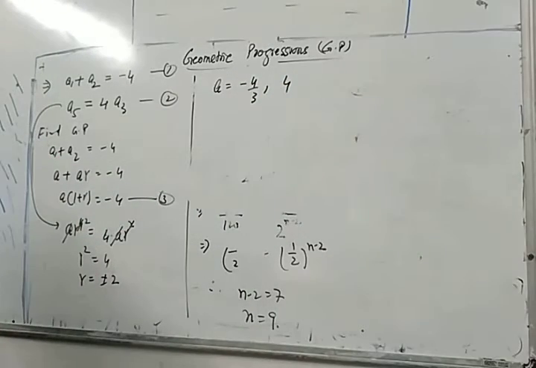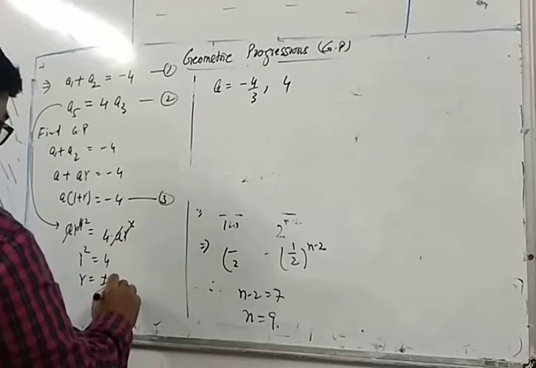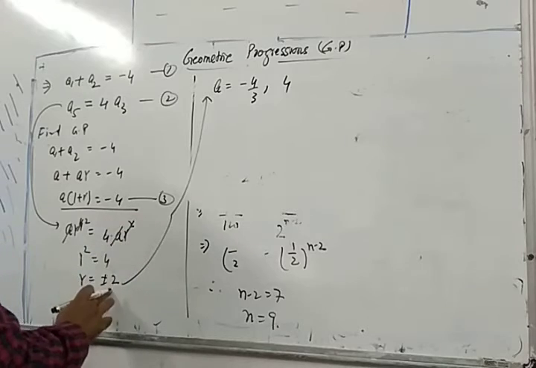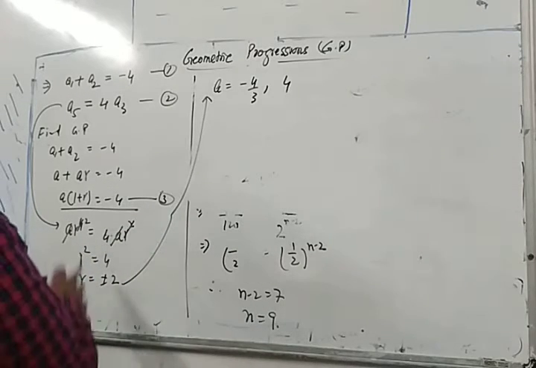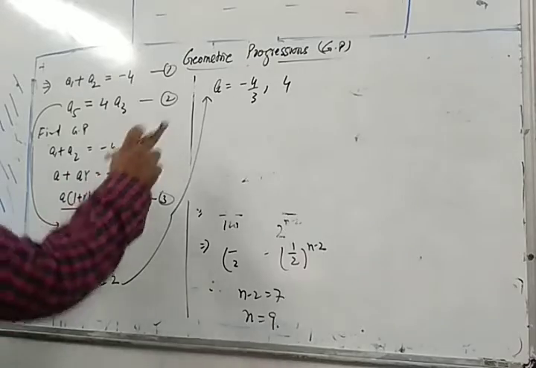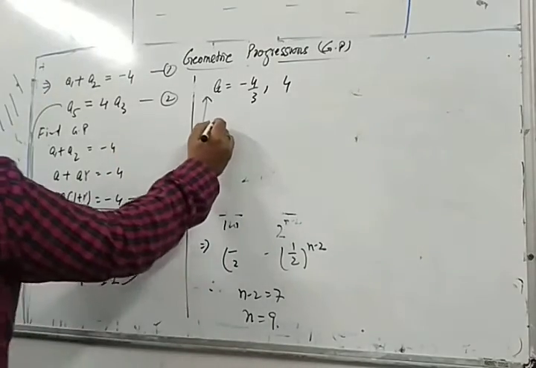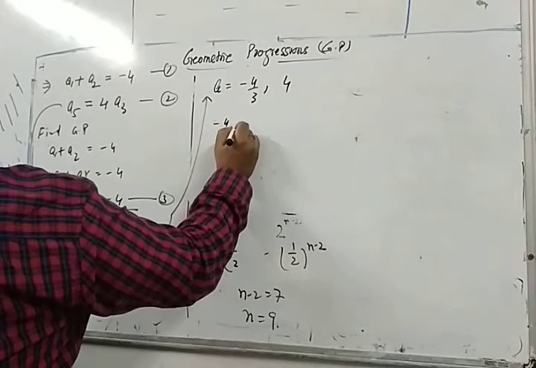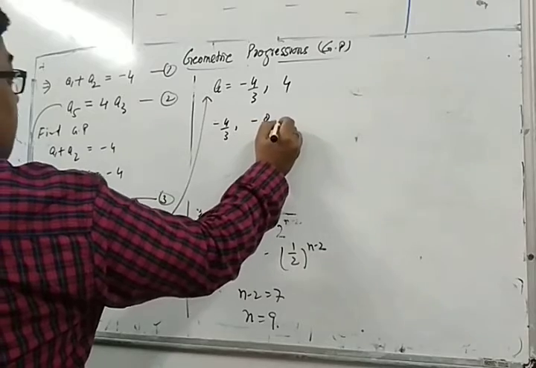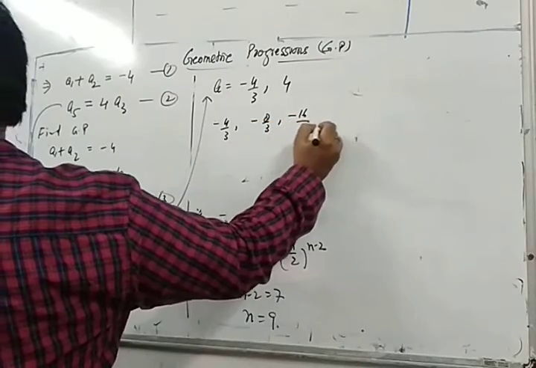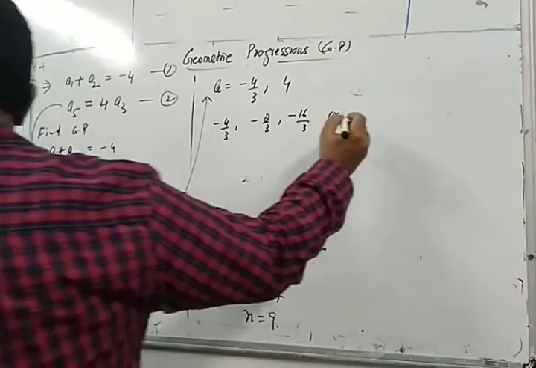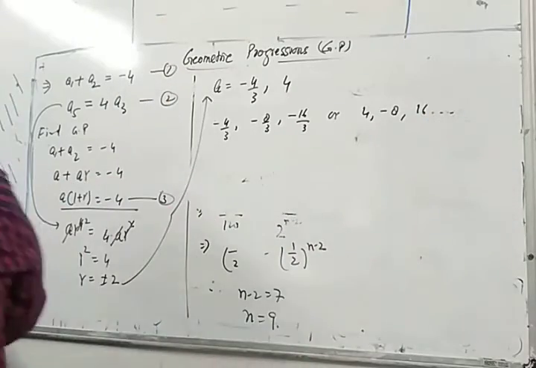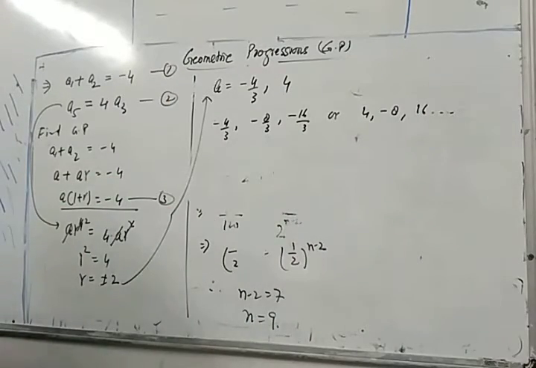So now the GP would be, after putting this value in equation 3, 1 plus 2 and 1 minus 2. Putting plus 2 here, the series becomes minus 4 by 3, minus 8 by 3, minus 16 by 3, and so on, or 4, minus 8, 16 and so on. So there will be two cases, two answers here.